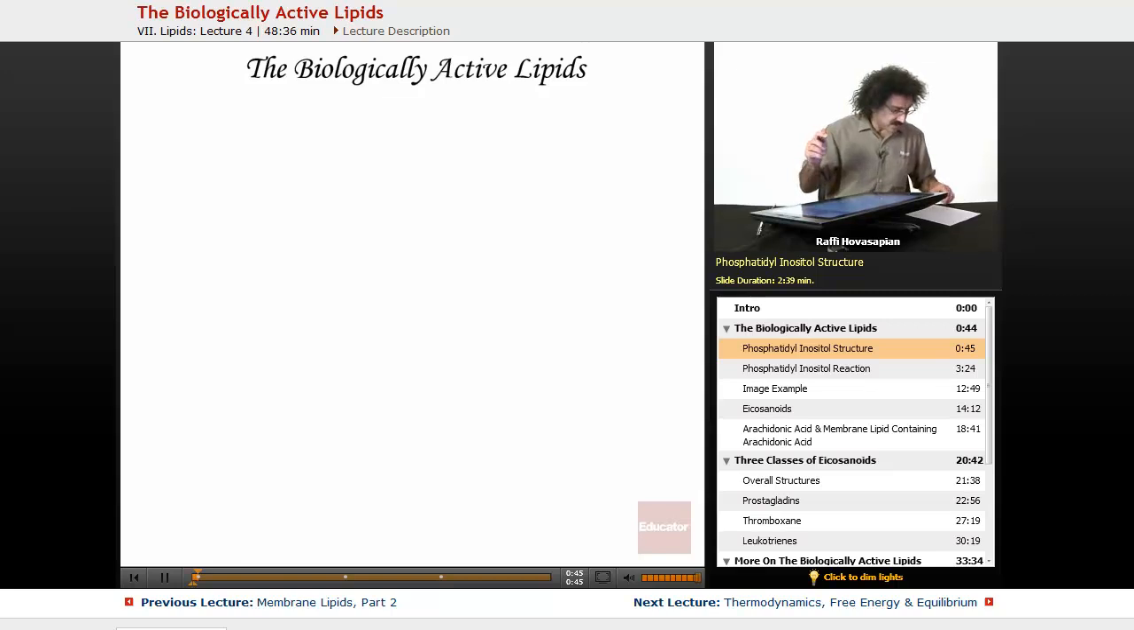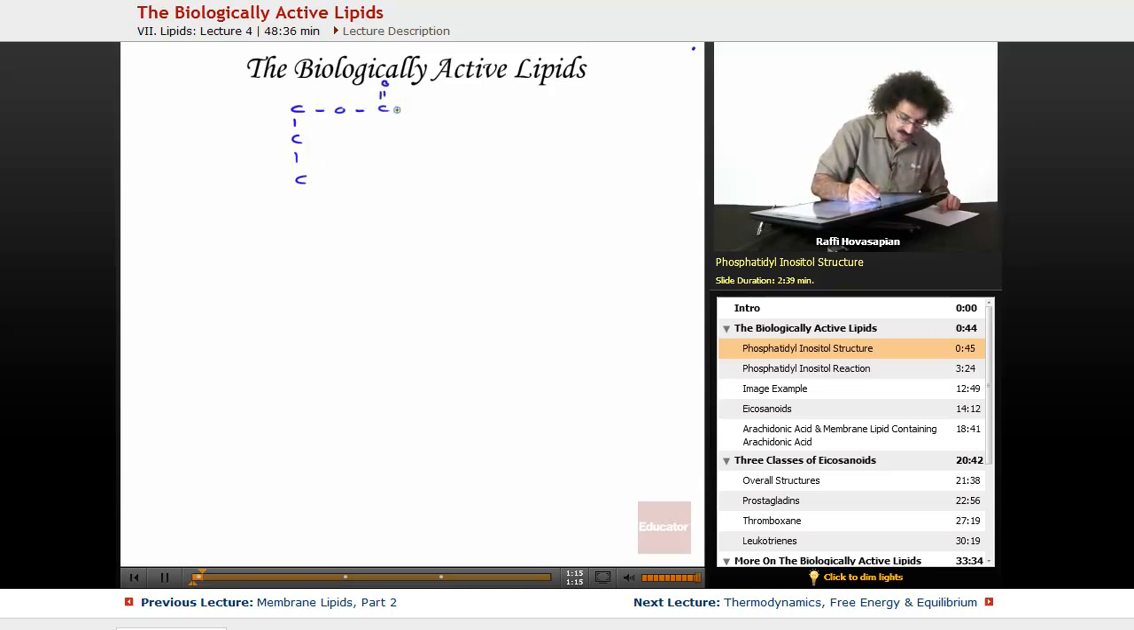Let's go ahead and start by discussing a molecule called phosphatidyl inositol. So let me go ahead and draw a structure here. Let me see, where should I draw it? And let me go ahead and use blue. I always like blue. So let's go this way. Let's go a little bit further over here. So C, C, C.